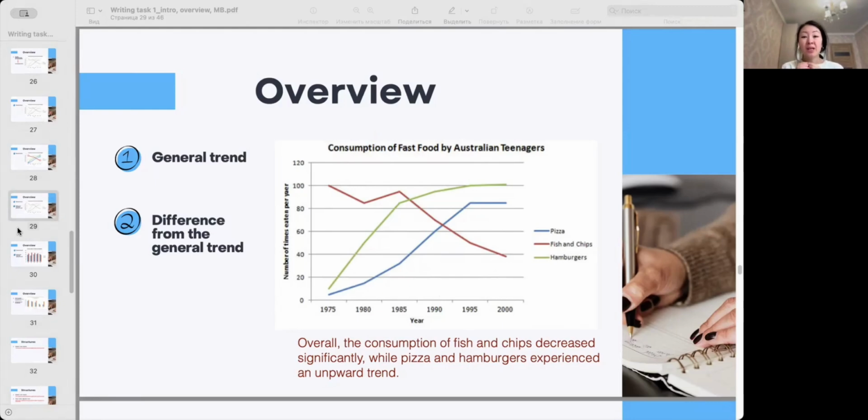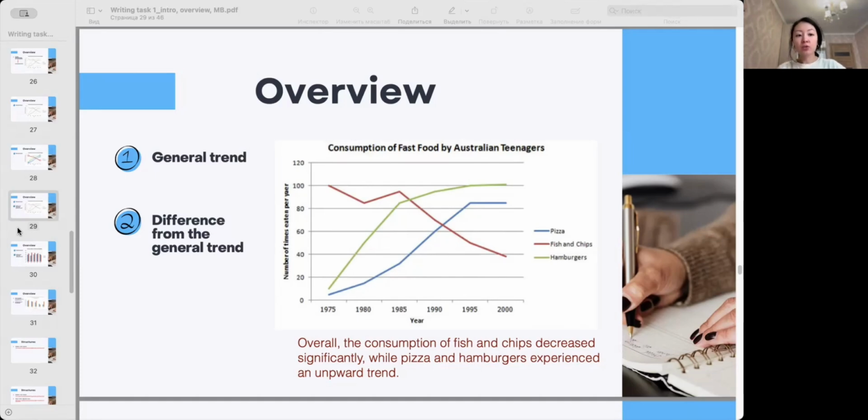The first thing that I saw when I looked at this graph as a picture, I noticed that the category of fish and chips had the highest numbers at the beginning, right, in the first decade from 1975 to 1985, and then it lost its position dramatically, I can even say. And as for hamburgers and pizza, we see that again, their number was the lowest at the beginning, while it was the highest by the end of the period.